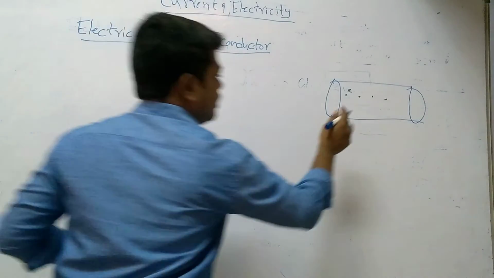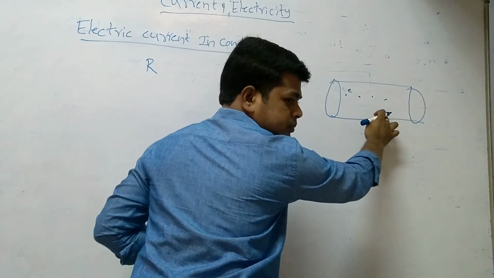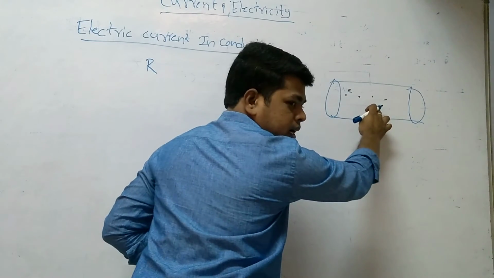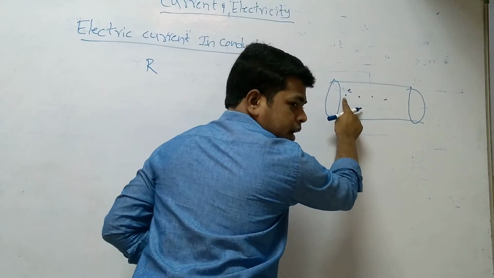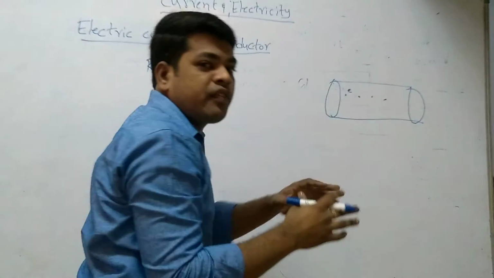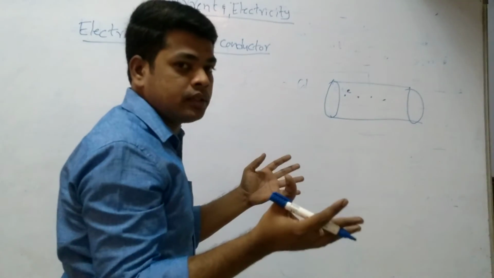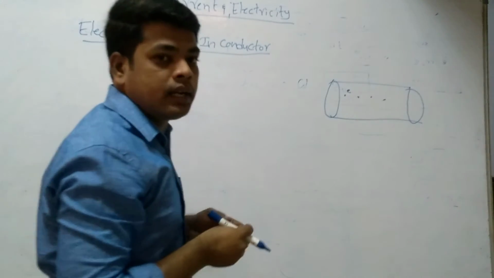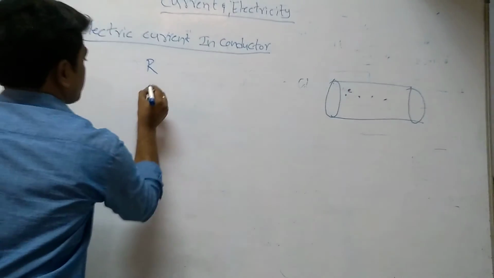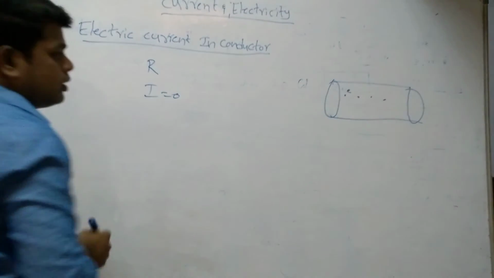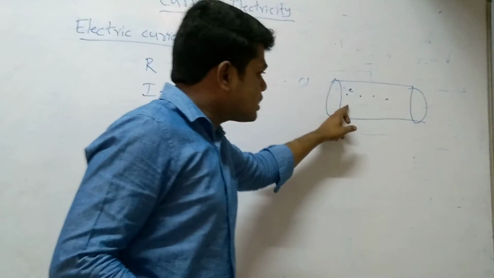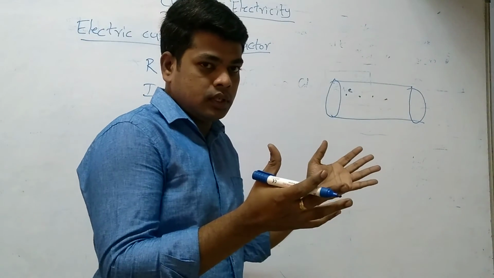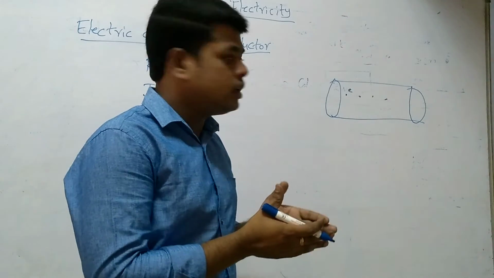When the electrons move in the conductor, these electrons will collide with the ions. Then they move in different directions, nothing but random directions. The net current will become zero because the electrons move in different directions, not in the same direction.